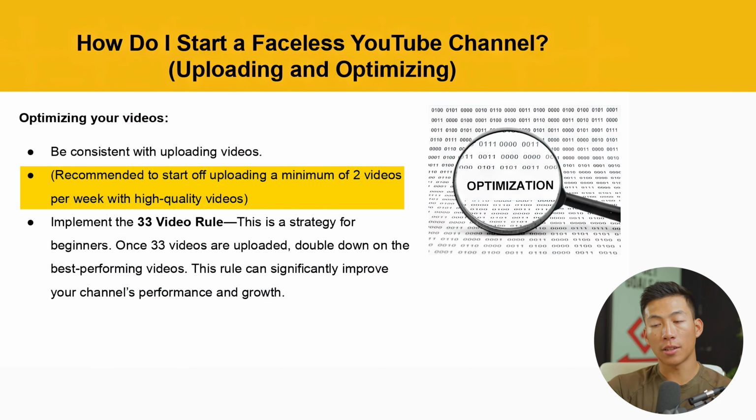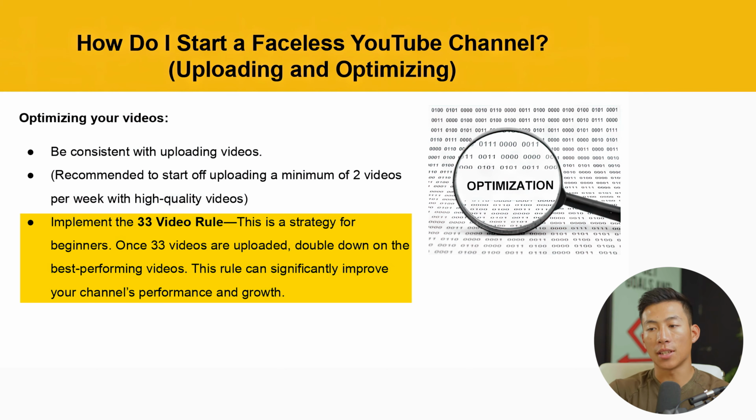So if you're a total beginner, then I highly recommend starting off by uploading a minimum of 2 videos per week. Try to do high quality videos, but if you can't, it's fine. Just do 2 videos per week, and that's going to give you good cadence to where you can keep on uploading, keep on analyzing, and then rinse and repeat that process. And here's a pro tip you guys can implement. It's called the 33 video rule, and this is basically a strategy for beginners to double down on the best performing videos.